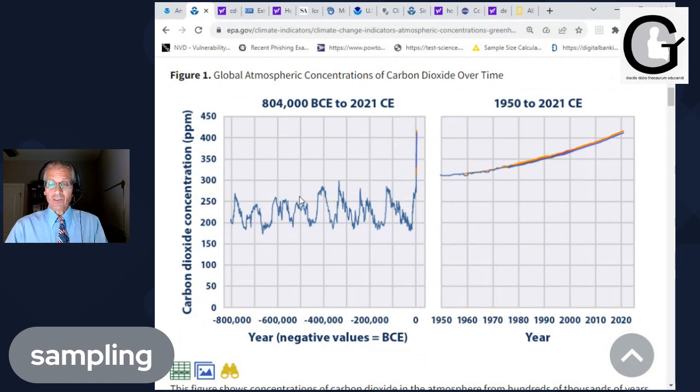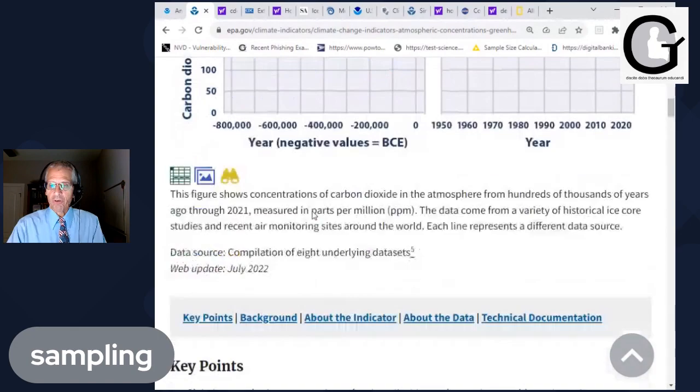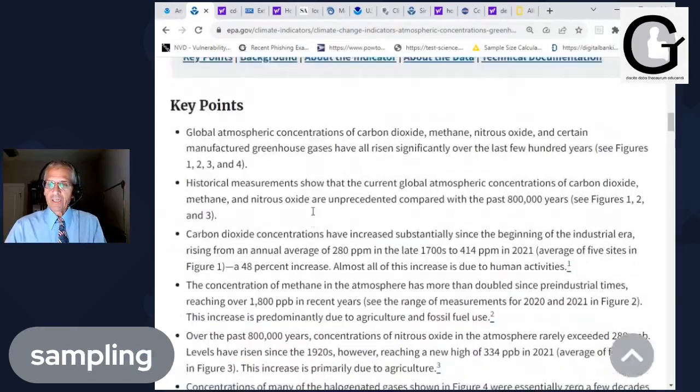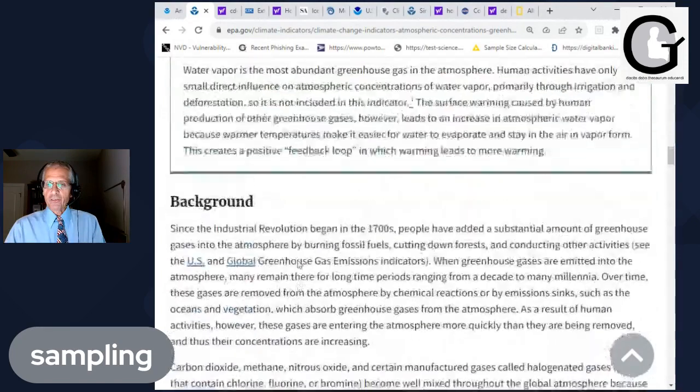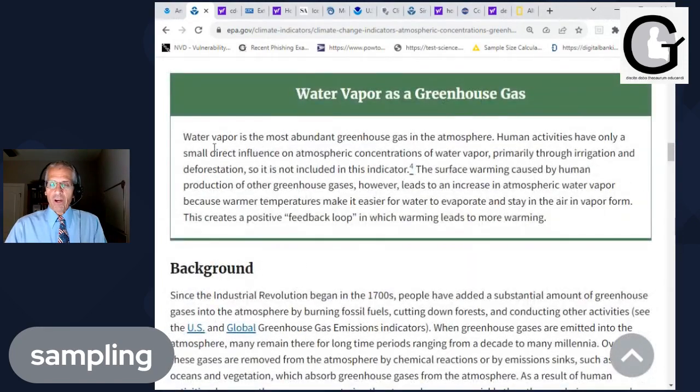So you can see it's almost seasonal with these ice cores, from a year to a millennia point of view. So key points, they give you key points here, which is really good. Water vapor as a greenhouse gas. Water vapor is the most abundant greenhouse gas in the atmosphere.